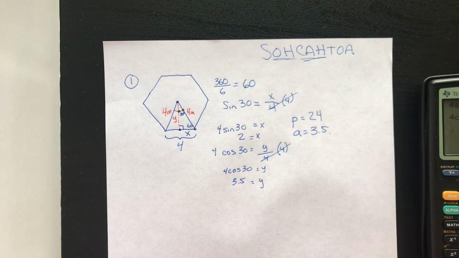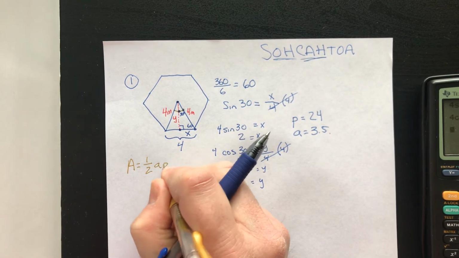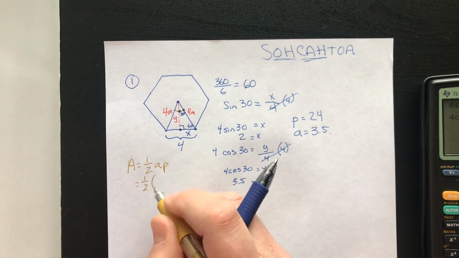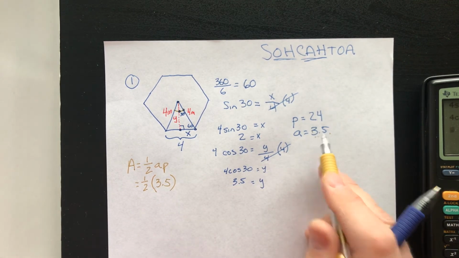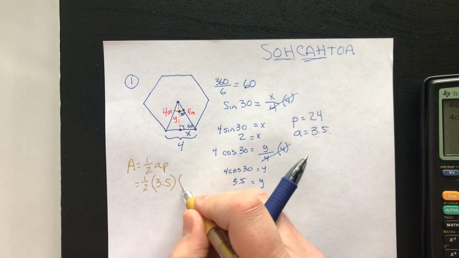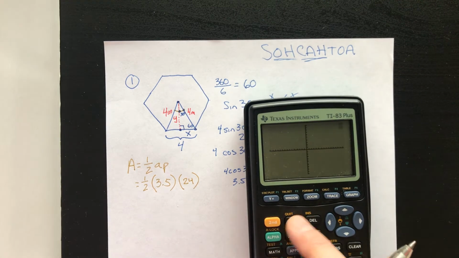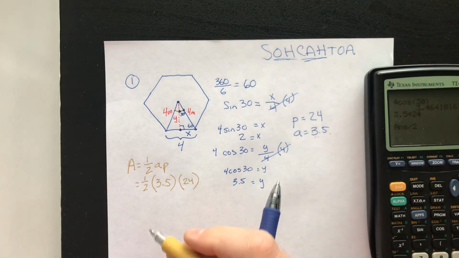Remember, the area of a regular polygon is equal to 1/2 AP. So 1/2 times 3.5, which is my opposite, and then my perimeter, 24. All right, so I'm going to go to my trusty calculator, and I'm going to say 3.5 times 24 divided by 2. My answer is 42.